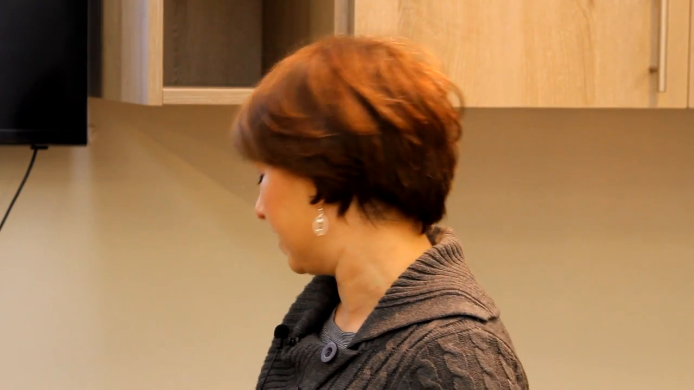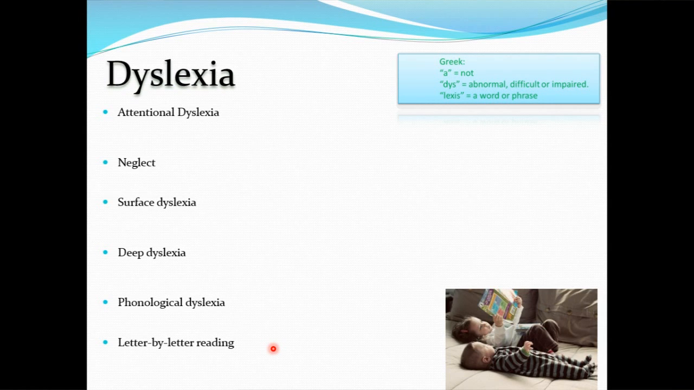The same word, same sentence, different emphasis, different meaning, and that's what the right hemisphere is responsible for. Okay, let's talk about dyslexia. Remember again, in Greek, a means not, dys means abnormal, difficult, or impaired, and lexis means a word or a phrase. So dyslexia really means difficulty with reading.